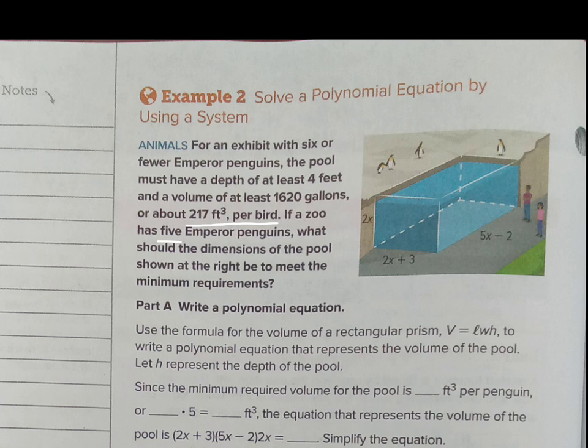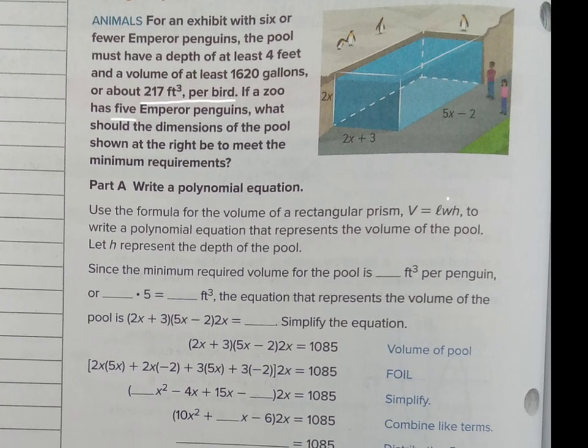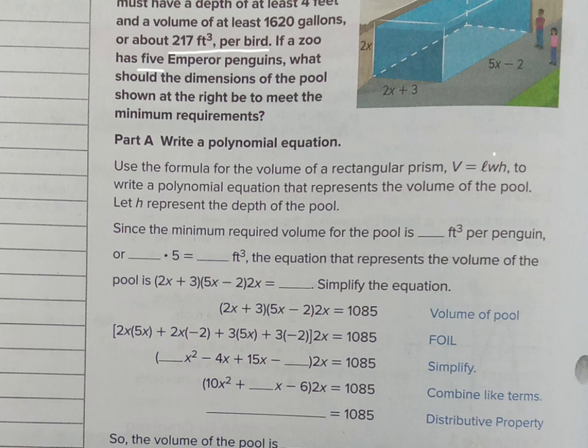Okay, so this is the basic shape that they wanted. Okay, but we have some minimum requirements. All right, and we're asked to write a polynomial equation first. So use the formula for the volume of a rectangular prism right here, length times width times height, to write a polynomial equation that represents the volume of the pool. Let h represent the depth of the pool.